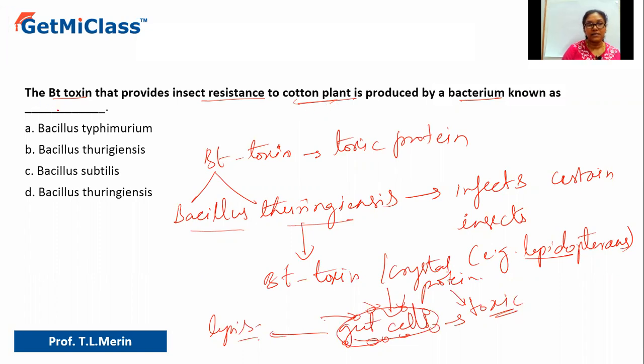Now, let us see the question. This question says Bt toxin that provides insect resistance to cotton plant is produced by bacterium known as option A, Bacillus diffimurium, no. Option B says Bacillus thuringiensis, it is not thuringiensis, it is thuringiensis. Option C says Bacillus subtilis, no. And option D says Bacillus thuringiensis. Yes, that is the perfect answer. So let us conclude. The answer is option D.